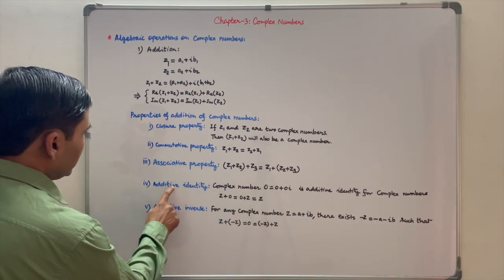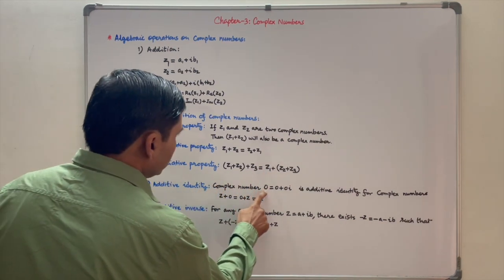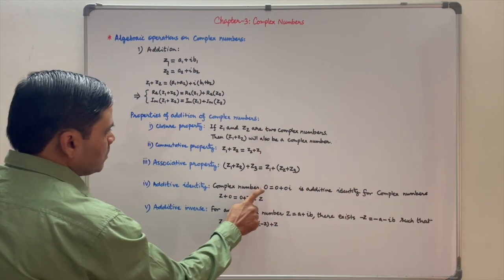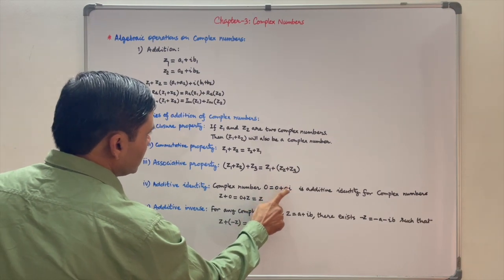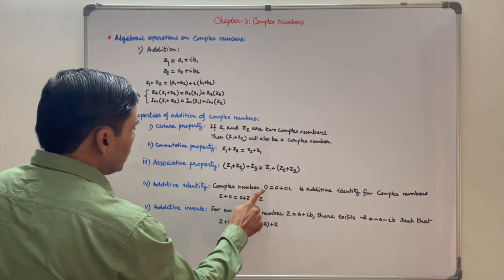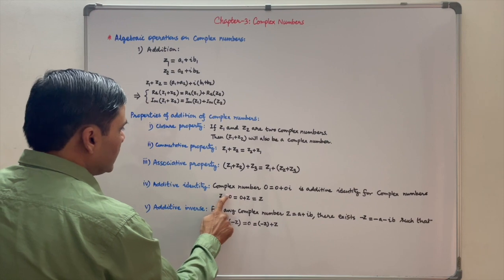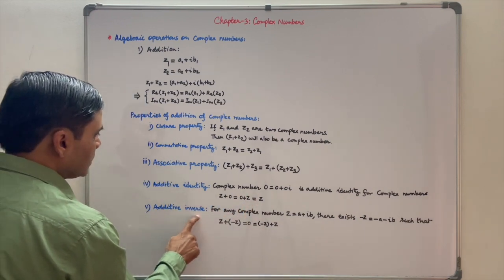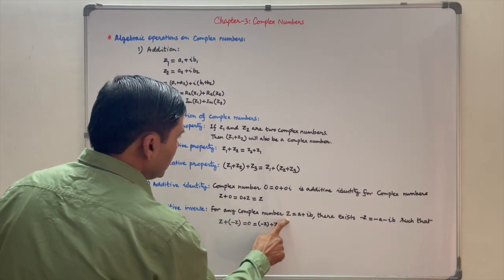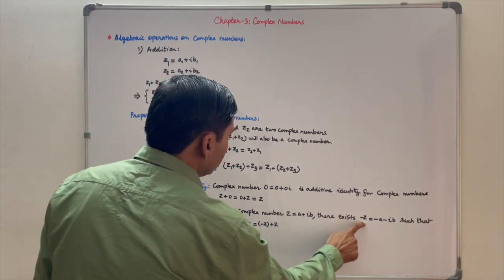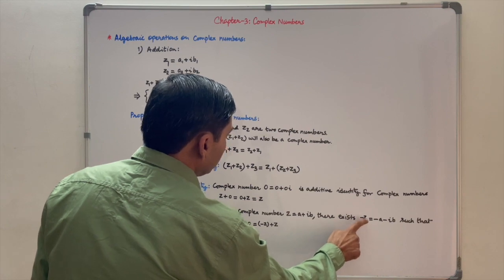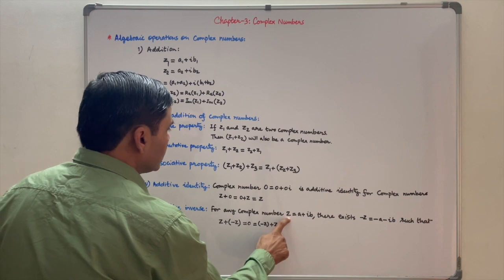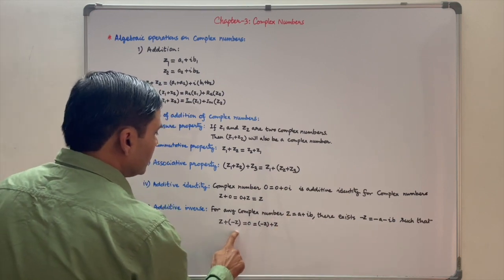Fourth property, additive identity. The complex number 0 is called the additive identity for complex numbers. Complex number 0 means its real as well as imaginary part is 0. When you add 0 to any complex number, you will get the same complex number. Fifth property, additive inverse. If a complex number is z, then minus z is called its additive inverse. Or if a complex number is minus z, then plus z is its additive inverse, such that when they are added together, the result is 0.